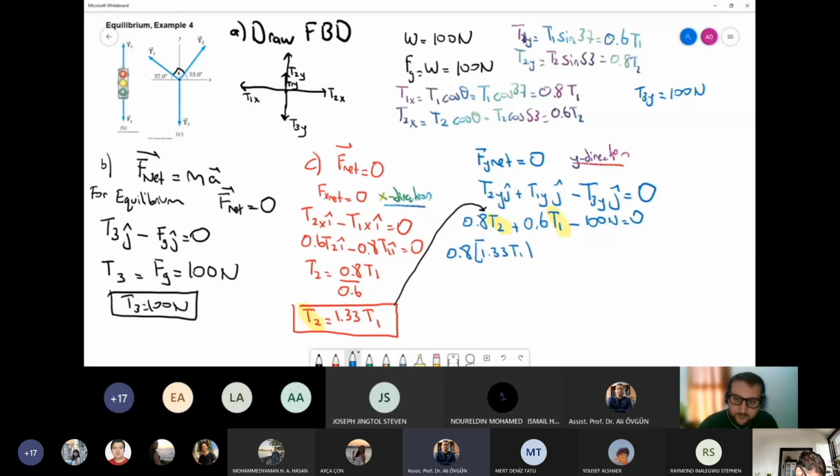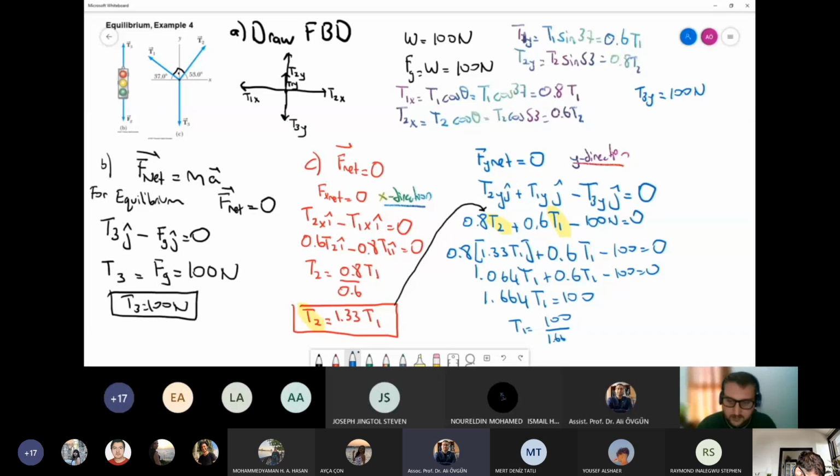1.33 T1 plus 0.6 T1 minus 100 equals 0. So from here, 0.8 times 1.33 is equal to 1.064 T1 plus 0.6 T1 minus 100 equals 0. Plus 0.6, 1.664 T1 equals 100. So T1 is equal to 100 over 1.664.